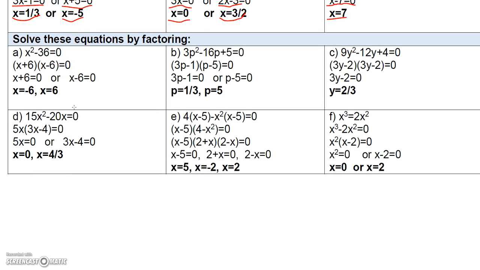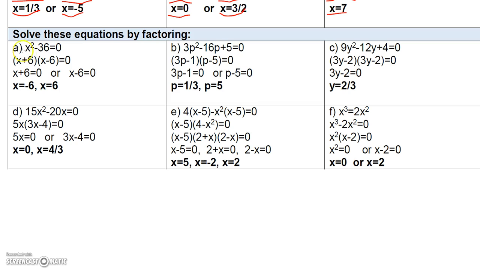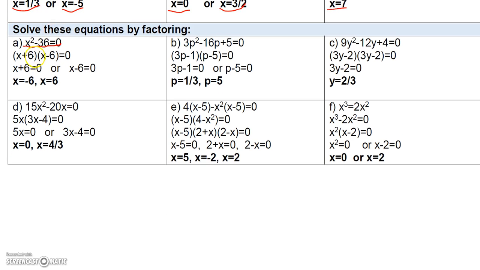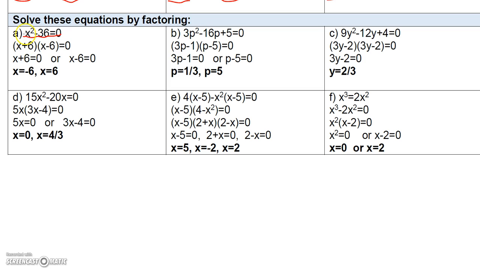Now, the idea here, though, is when you have a polynomial like x squared minus 36 equal to 0, if you can factor this polynomial and write this as the product of two factors equal to 0, you can use the techniques up here to solve the equation. So let's factor this. Now this factors as a difference of squares. So if you need to, review the factoring sections before. But this will factor into x plus 6, x minus 6.